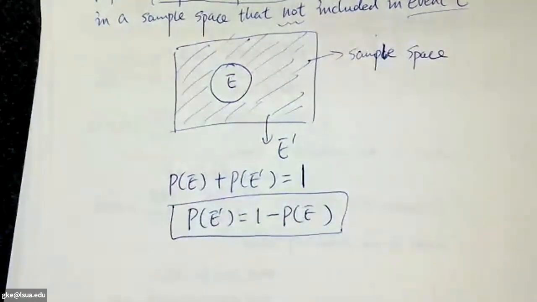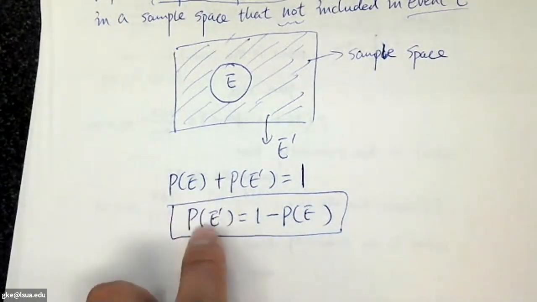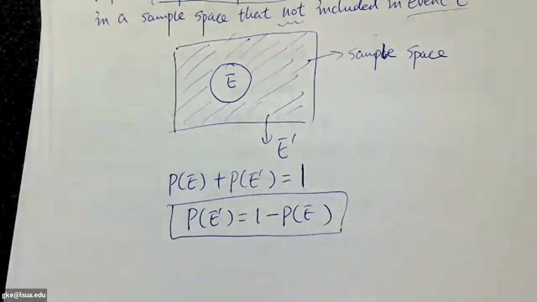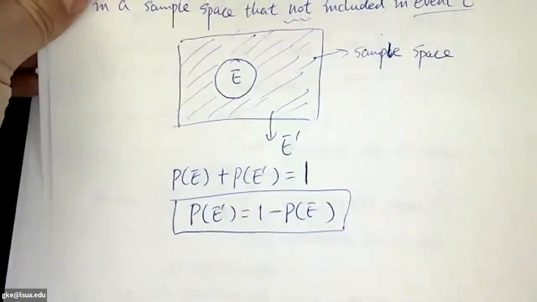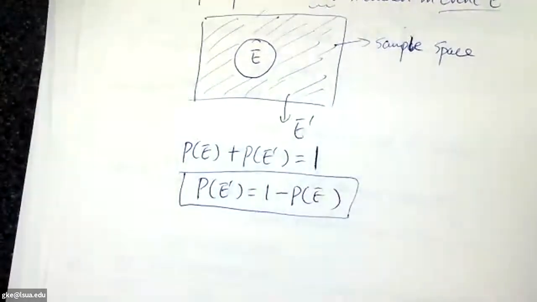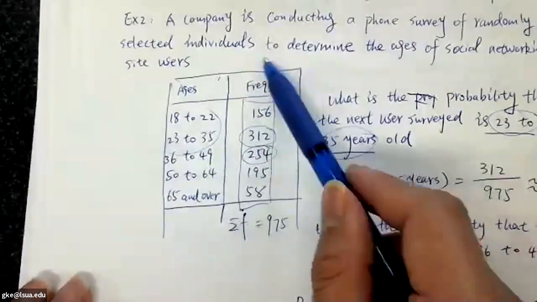Okay, now let's take a look at an example. Through this example, I'm going to teach you how to use this property. We're going to still use the example we learned, and we're going to still use this table.